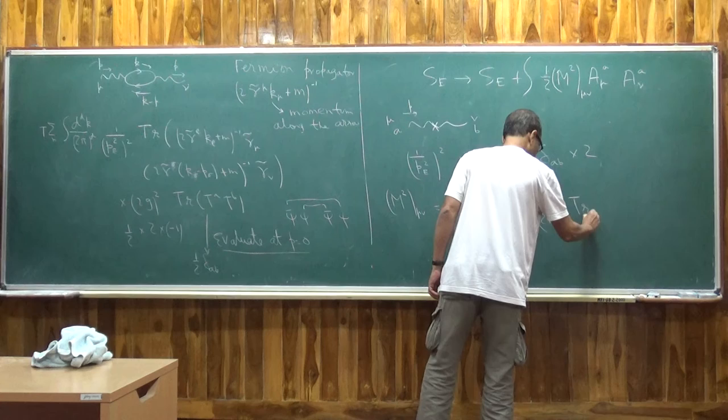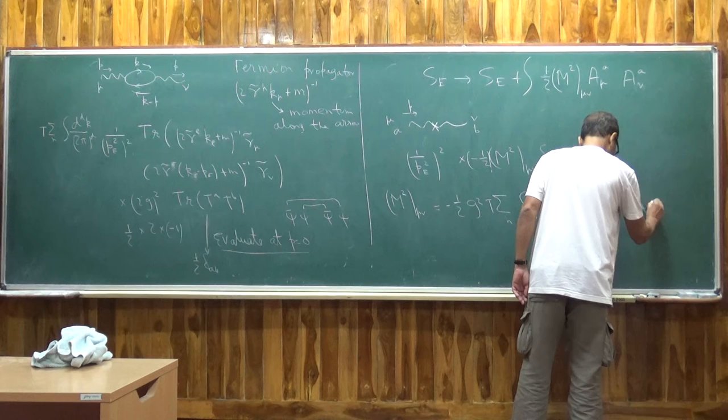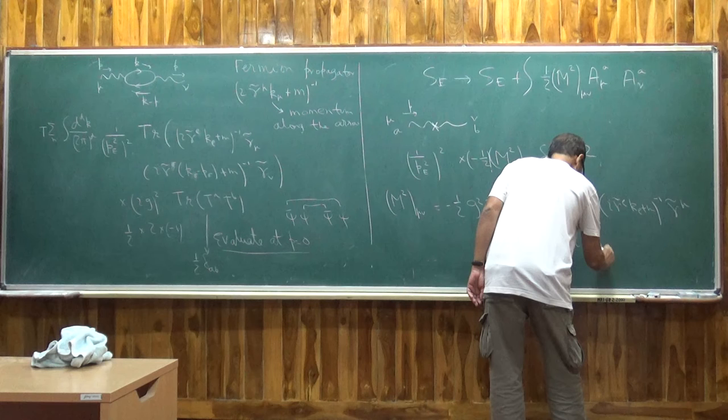So now I am going to drop the P from here. i gamma tilde rho k rho plus m inverse gamma tilde mu, i gamma tilde sigma k sigma plus m inverse gamma tilde.